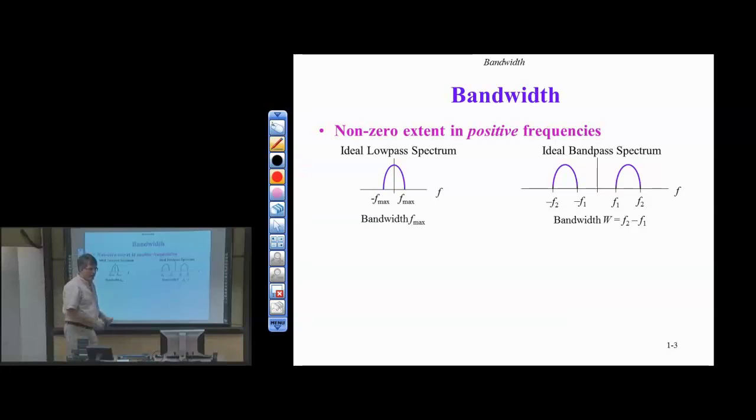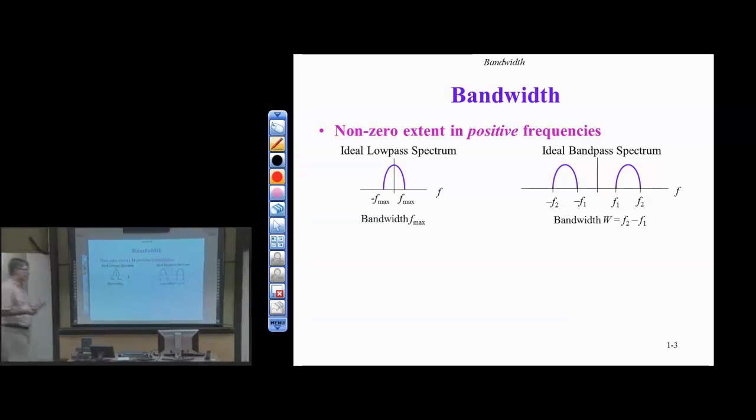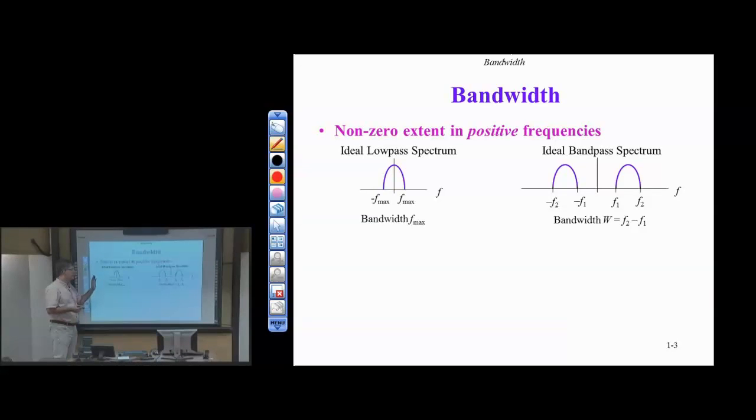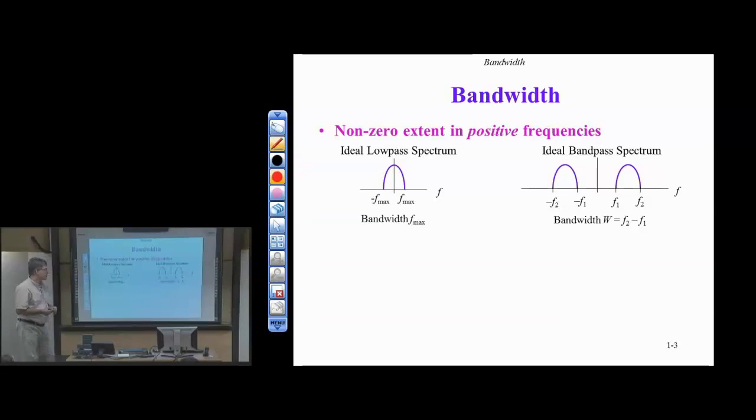So for bandwidth, we define this as the non-zero extent in positive frequencies. It implies that negative frequencies are mirror images, or somehow obtained from the positive frequency extent, and we can do that, and we will do that. So for our case, again, bandwidth is the non-zero extent in positive frequencies, and the problem is, how do you really define what extent means? In the ideal case, it's easy.